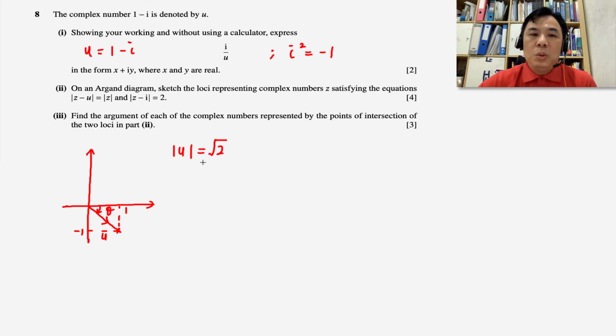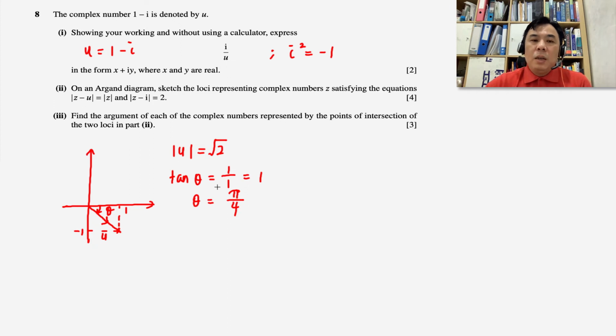Then again, for some of you who like to really find out, you can actually use tan theta. Tan theta is 1 over 1, which would yield theta equal to pi over 4. But when you write the argument of u, you cannot write pi over 4, because the way we measure the angle is clockwise in this case. Therefore, the argument should be written as negative pi over 4. That's one thing we really need to remind ourselves of. Argument is argument. Angle, yes, it is pi over 4, but argument is measured clockwise, negative pi over 4.